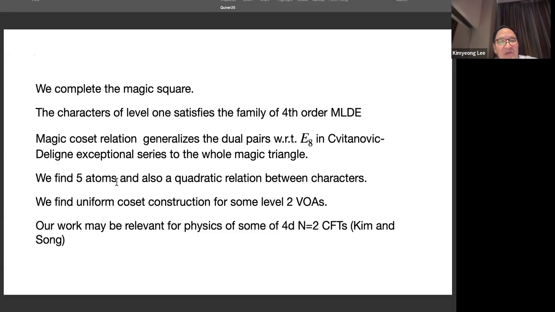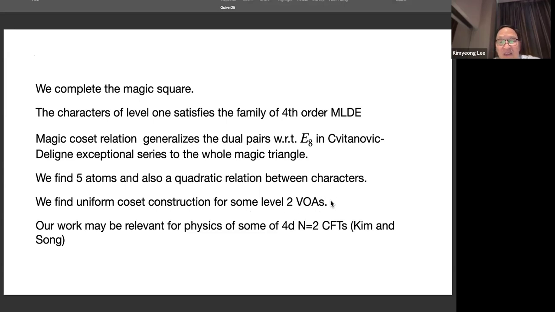And that gave us a more generalized construction of the series, and also it led to a very interesting quadratic relation between characters in a given theory. And also we find a uniform construction for level 2 VOAs.